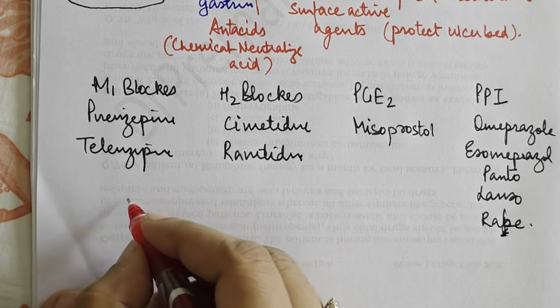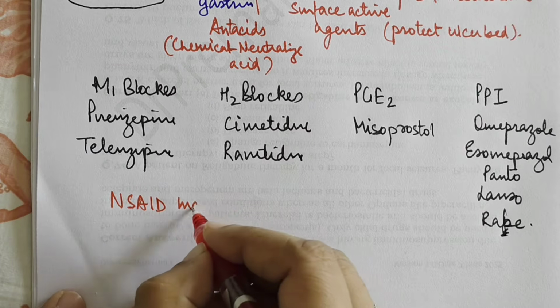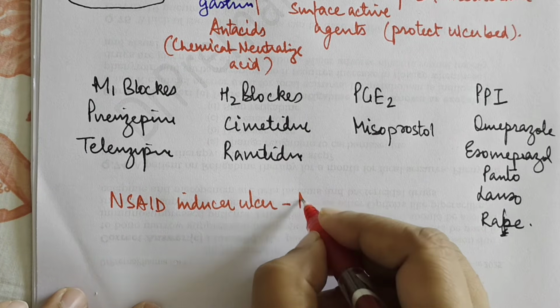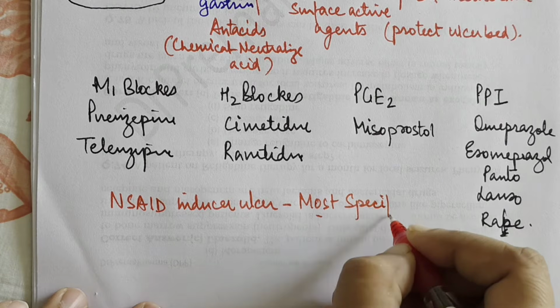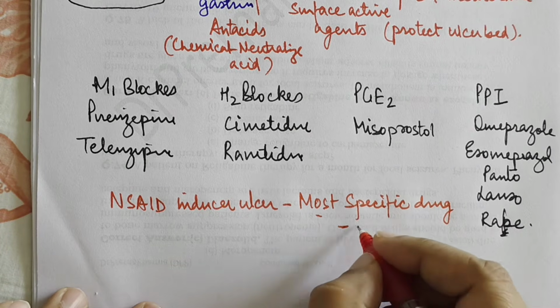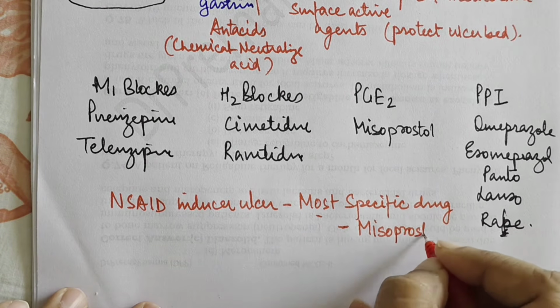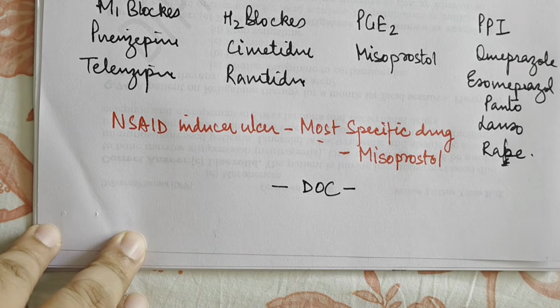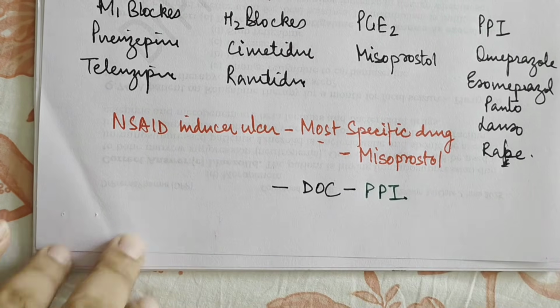Okay. Now NSAID induced ulcer. You have heard about this, like aspirin causes ulceration. So long-term use of NSAIDs causes ulcer. So the most specific drug against NSAID induced ulcer is misoprostol. Okay. But the drug of choice in NSAID induced ulcer is PPI. So don't forget this.